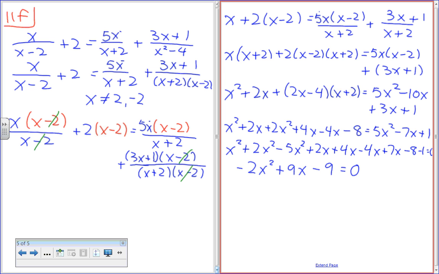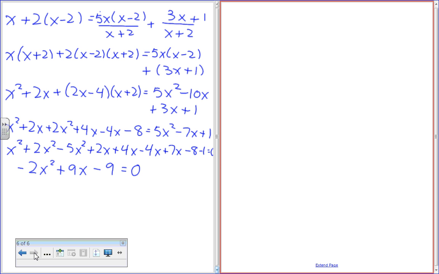Okay, here's the thing. I don't like negatives. I hate negatives, in fact. Somebody tell me how to make this question more positive. Change or flip the signs. Okay, so this is easier to work with now. So it's going to be 2x squared minus 9x plus 9 equals 0. What multiplies to 18 and adds to get negative 9? Negative 6 and negative 3.